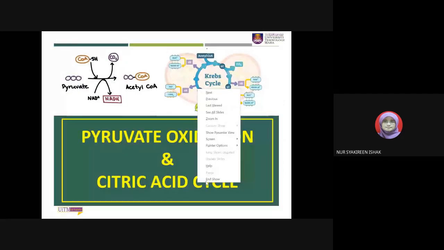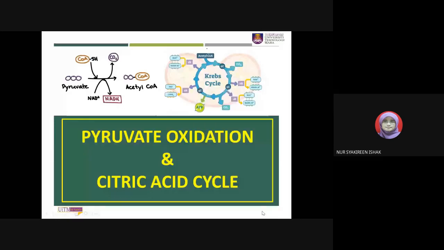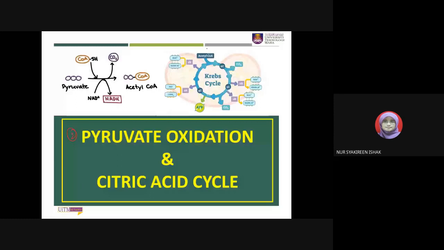Okay, so we are going to continue on the second phase of glycolysis, which is the pyruvate oxidation. So this is the second phase and this is the third phase. Okay, so both phases occur in the matrix of mitochondria. Okay.